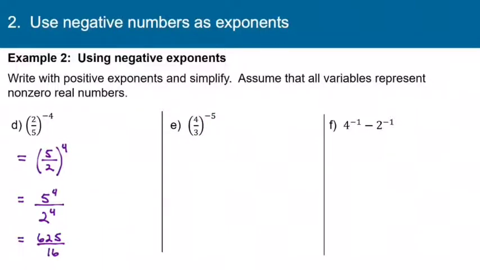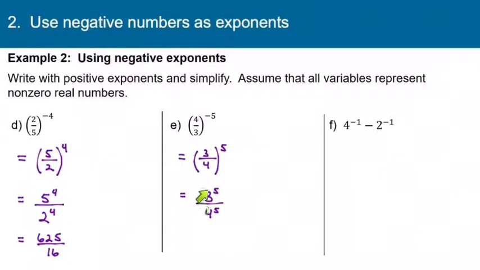Now I'll check it with you. So here we have 4/3 to the negative 5th power. I'm going to use up the negative part of the exponent by writing this base in reciprocal form. So I have 3/4 to the positive 5th power. Now using power rule C, this will give us 3 to the 5th over 4 to the 5th.